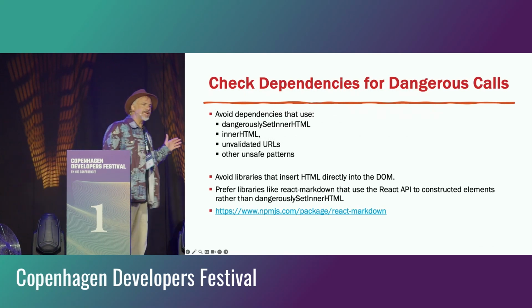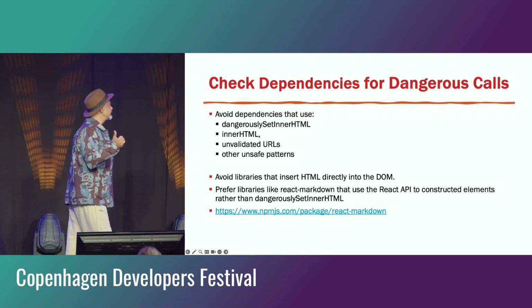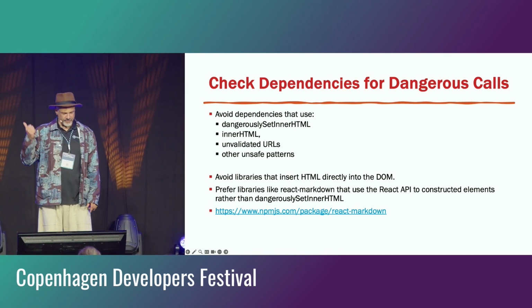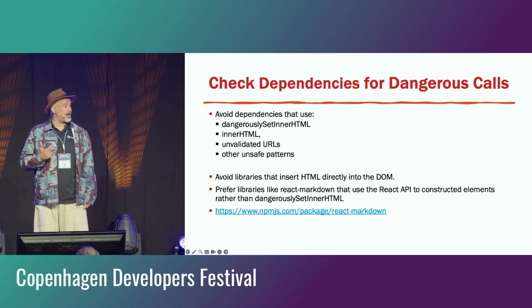When I'm reviewing a third-party library module in the React world, I first look for the use of dangerously set inner HTML on raw data. If they're doing that, they're out. If they're using inner HTML on raw data, they're out. If they're taking URLs as a parameter from a user and rendering them with no good validation, they're out.